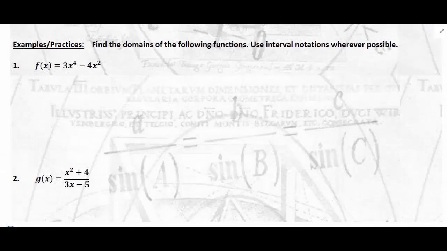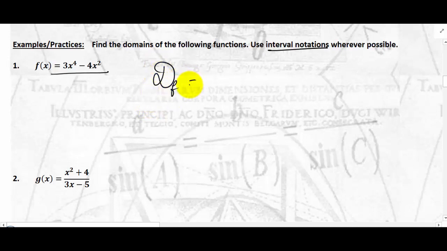So, at this point, let's practice some of the examples from my notes. First example. Find the domain of the following function. You have to use interval notation, all right? Well, look at this function. Do you have a fraction? No. Do you have a radical? No. Do you have a log? No. Therefore, the domain of this function is all real numbers.